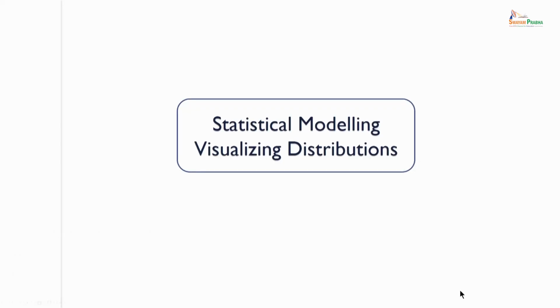Welcome to the lecture of Statistical Modeling in R. In this lecture, we are going to look at visualizing normal distributions. So, normal distributions are also called Gaussian distributions.